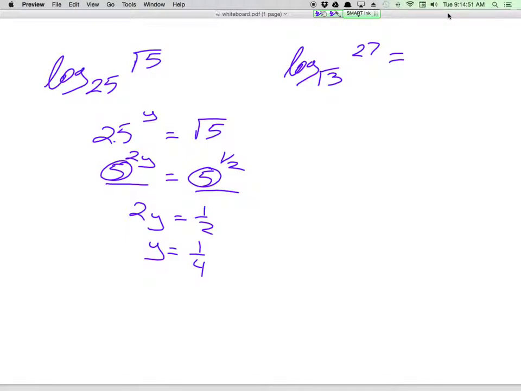8 or something. 6, I don't know. I think it's 6. Alright, so let's use my method and let's see what we come up with. So what do we want to do? Log base square root of 3 of 27 means square root of 3 to the y equals 27.